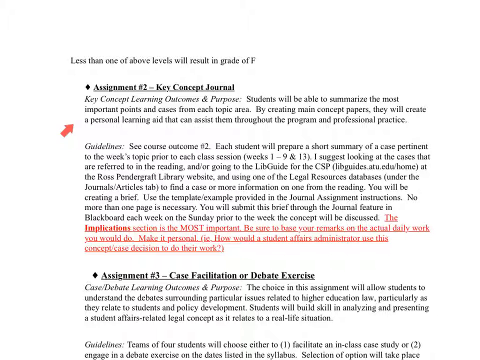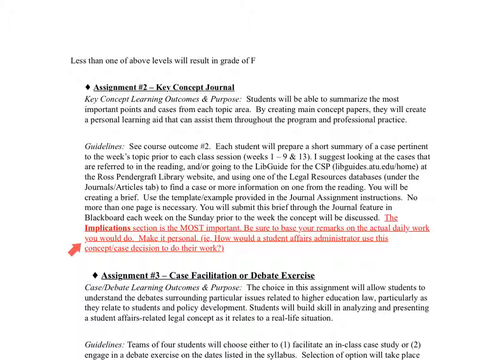So there will be several cases that we look at each week, and you can choose one of those to do a brief on. You're going to be giving me a summary of that particular case, giving me the important points, writing out a full legal citation of the case, and then the most important part here is implications. So you're going to look at that case and what kinds of implications it has on your daily work as a student affairs professional.